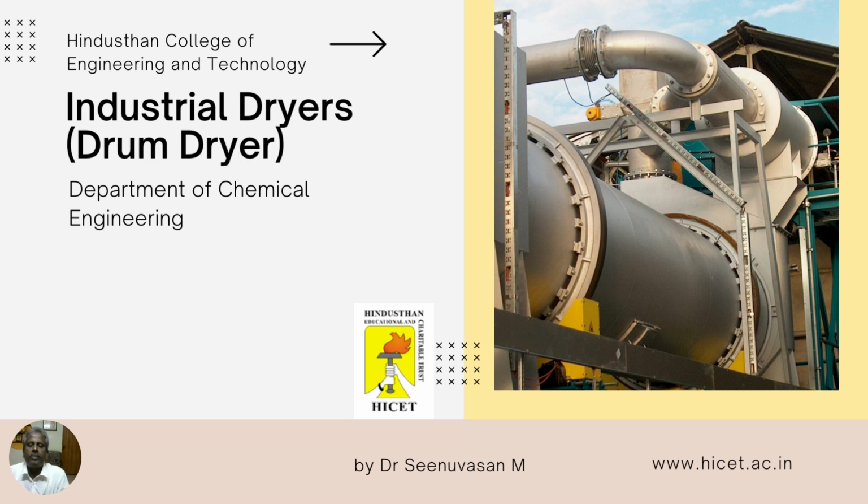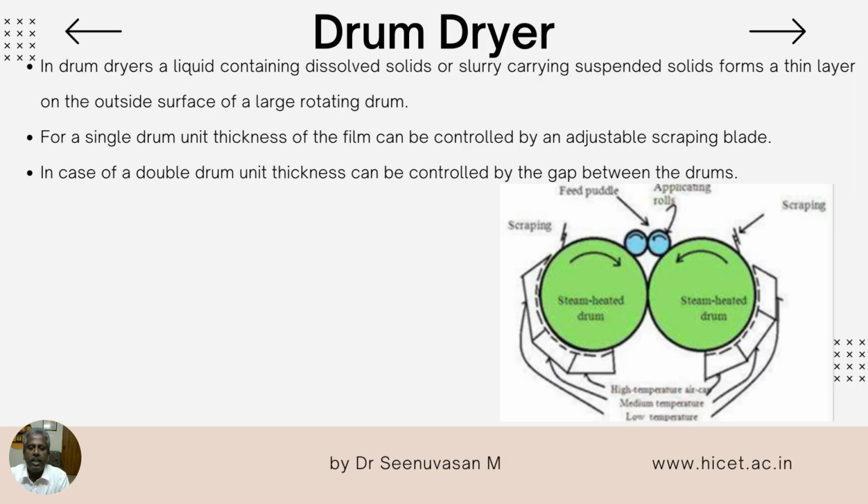I welcome you all. In the previous class, I have explained a lot about the different types of industrial dryers, and then we have discussed deeply about the tray dryer. In this class, we are going to discuss a drum dryer. Drum dryer is also a very important dryer, particularly in the case of chemical processing industries.